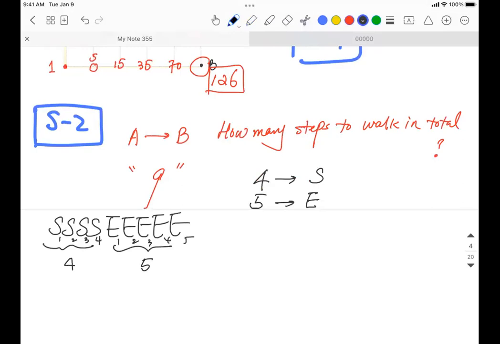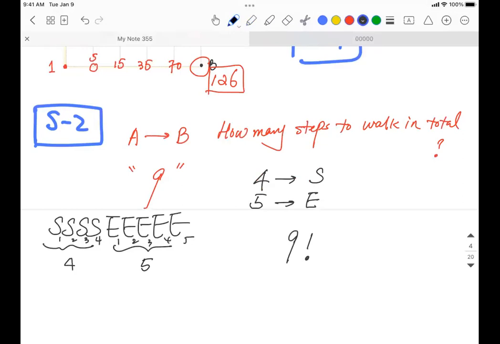Now, how many ways in total can you walk from A to B? You have 9 different items, right? With these 9 different items, you want to do a full permutation: 9 factorial. If you close your eyes and think all the souths are identical and all the easts are identical, so that being said, in total you have 9 factorial different ways to do this full permutation.